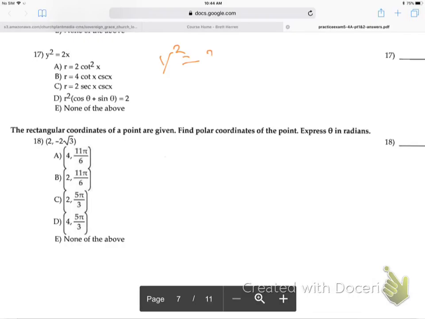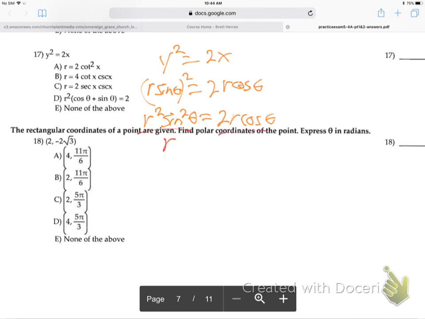So y squared is 2x. Y squared? Well, y is r sine theta, squared. X is r cos theta. Good so far? Square this side: r squared sine squared theta. This is 2r cos theta, right? Now what you could do is just divide out r on both sides. Here it cancels one of those, so we have r sine squared theta is 2 cos theta.